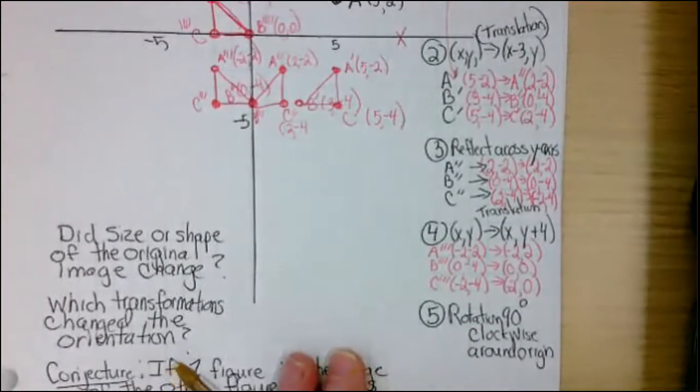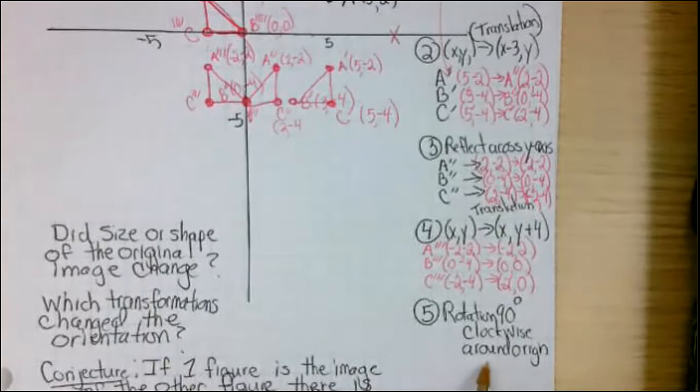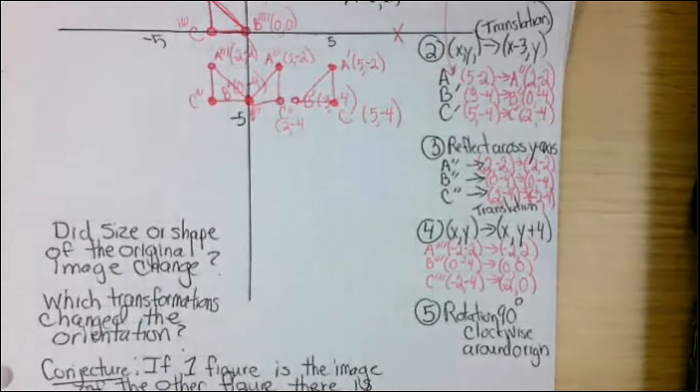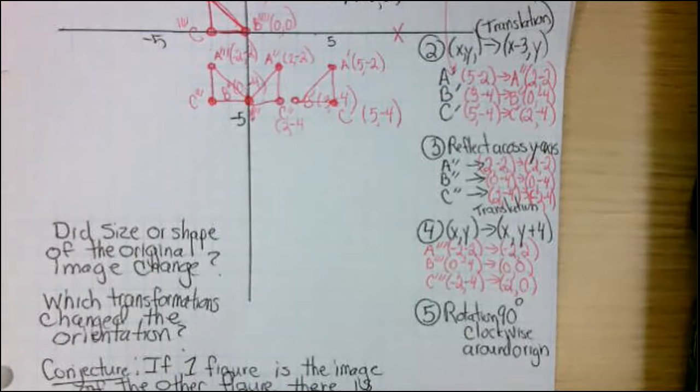Rotate 90 degrees clockwise around the origin. So what happens? What's the rule when we rotate 90 degrees clockwise? That's going to put us at the bottom of the circle. What happens is the X coordinate changes signs to the opposite of what it was, and then you switch the X and the Y coordinates.